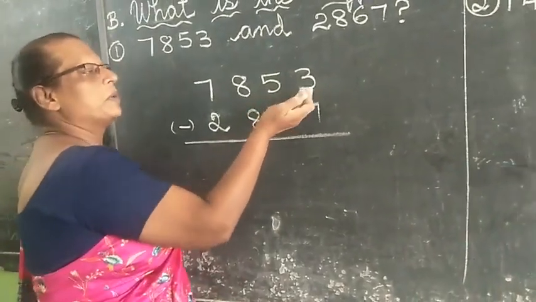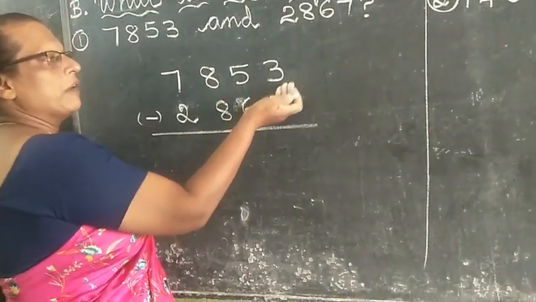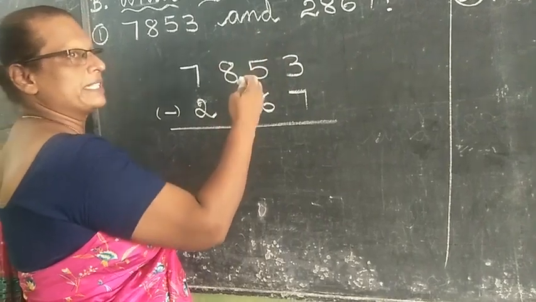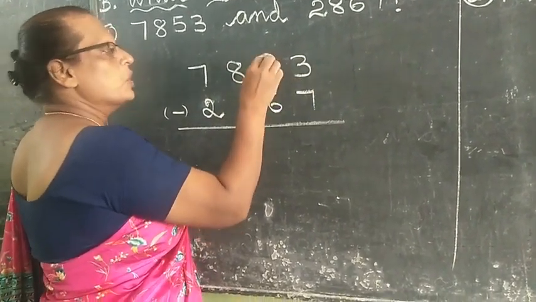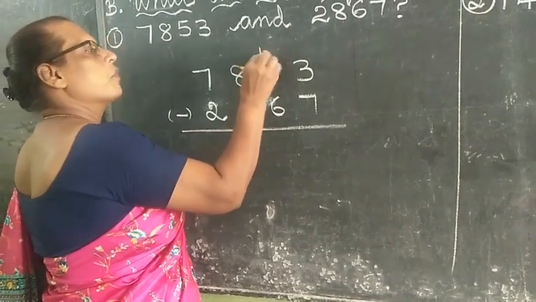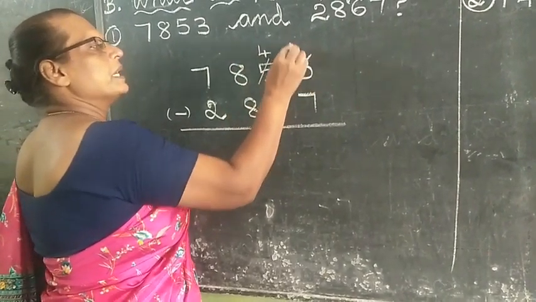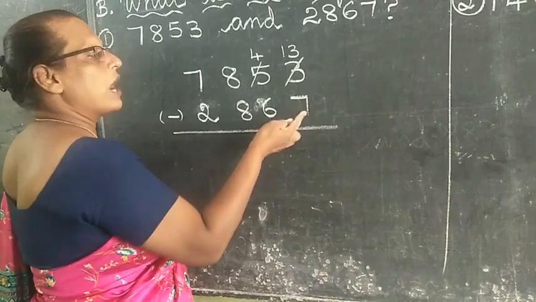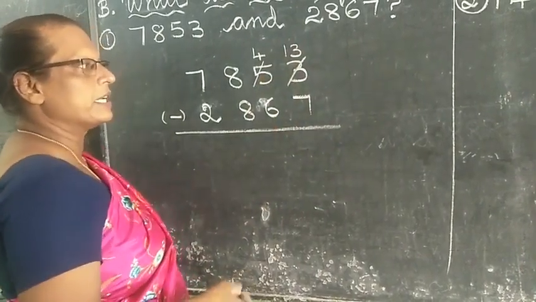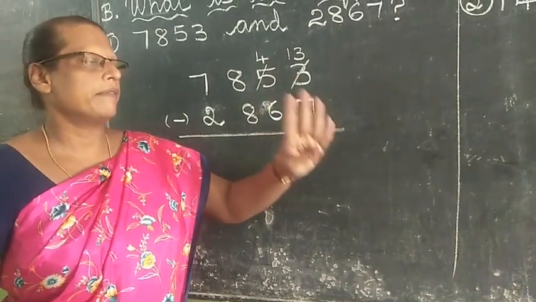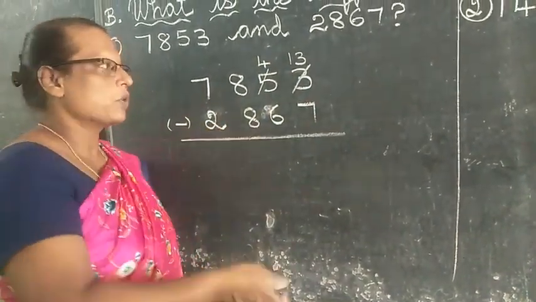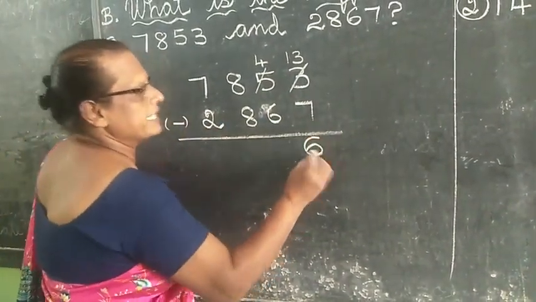So smaller number means what you have to do children? You have to borrow from the previous number. So previous number is 5. From 5 we have to borrow. So this 5 will become 4 and this 3 will become 13. Now after 7 you count up to 13 children. After 7, 8, 9, 10, 11, 12, 13. So 6 is the answer.